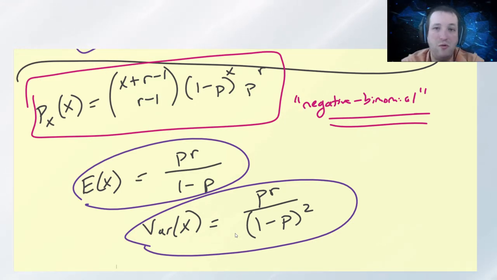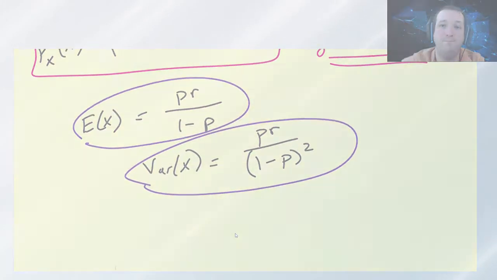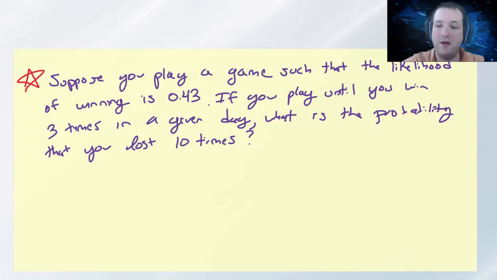So let us assume you have that, and let's just do a real life example of how you might use the negative binomial. Suppose you play an arcade game or some other type of game where there's a winning or losing scenario, such that the likelihood of winning is 43%. If you play until you win 3 times in a given day, what is the probability that you lost 10 times?